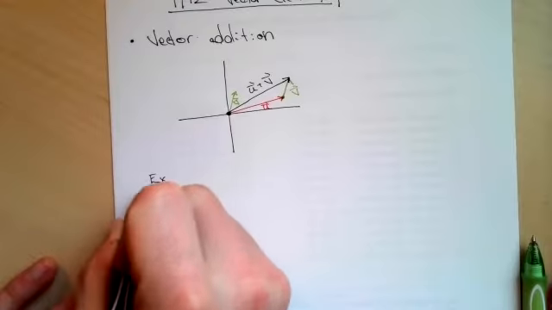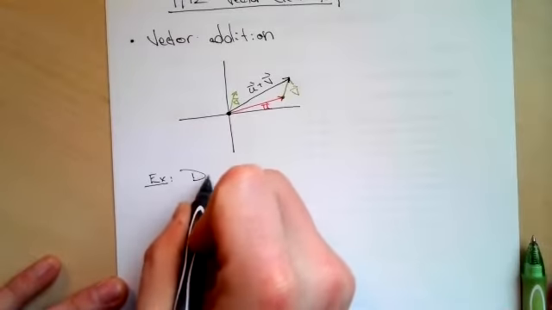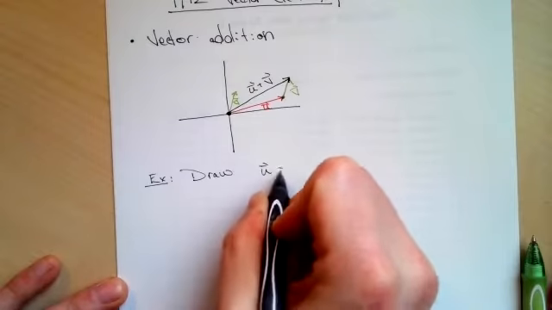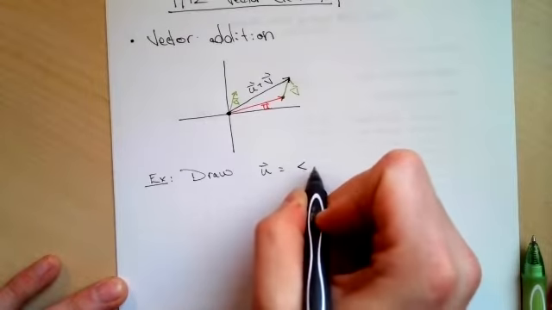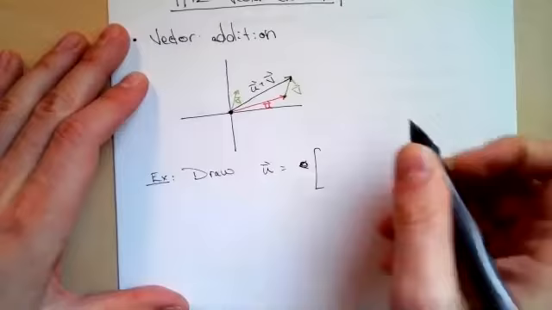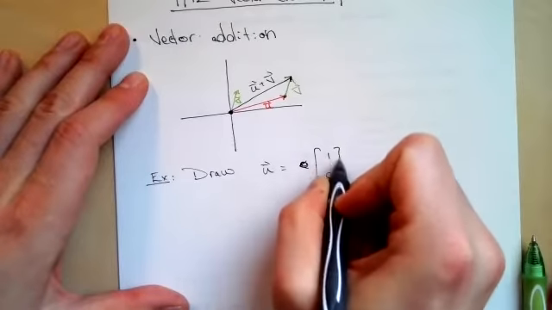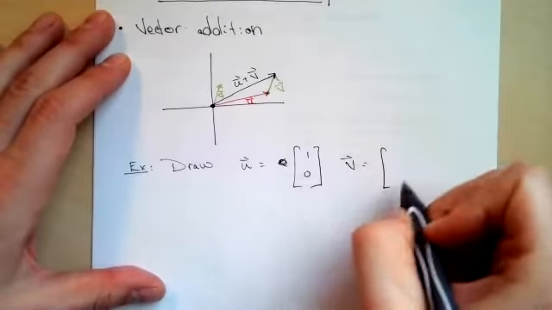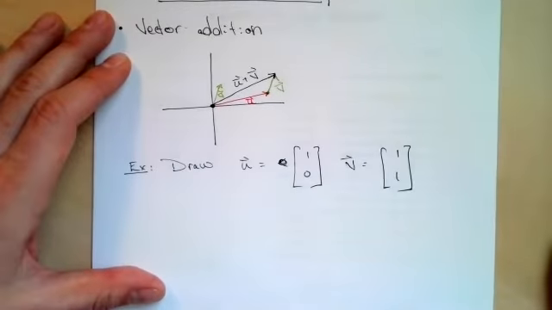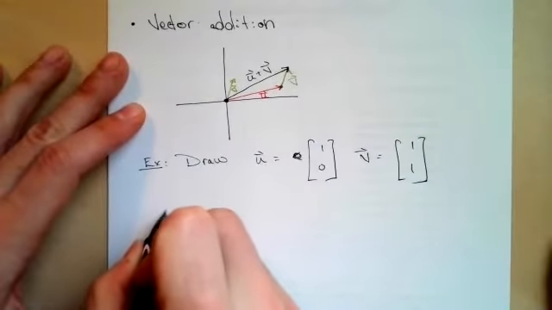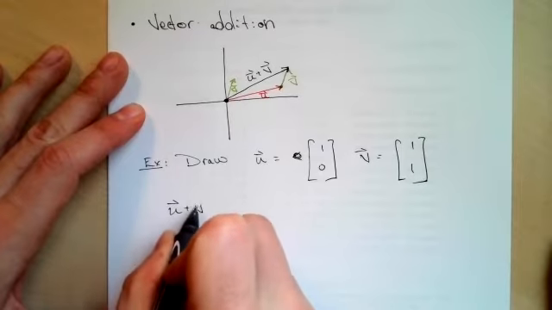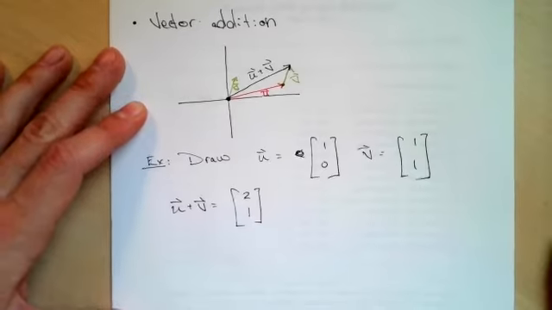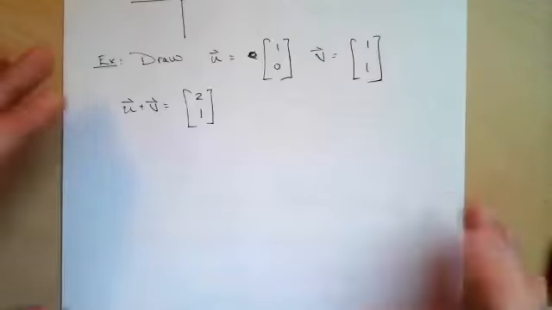So for example, let's write it as column vectors. Let's say u is 1, 0, and v is 1, 1. Algebraically, we should get u plus v is 2, 1. So we're just adding in components.